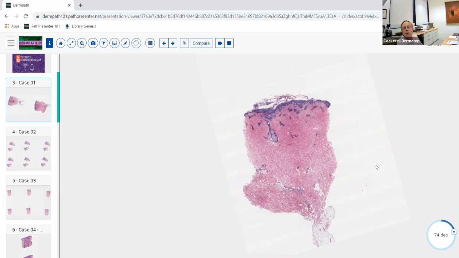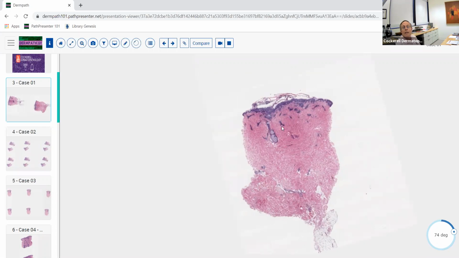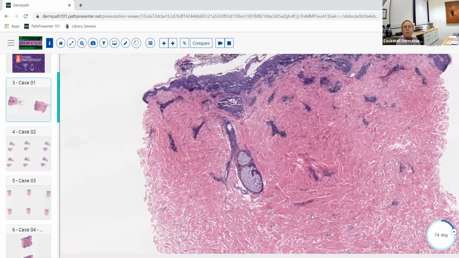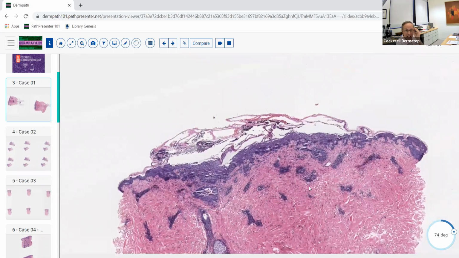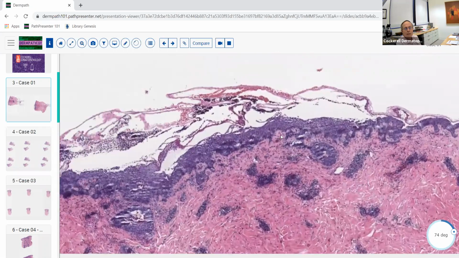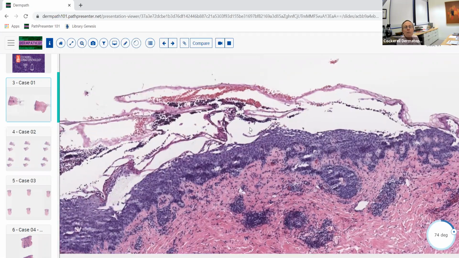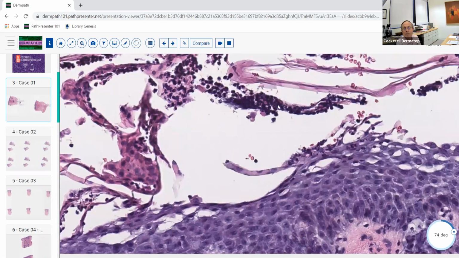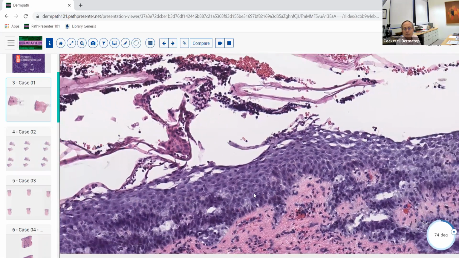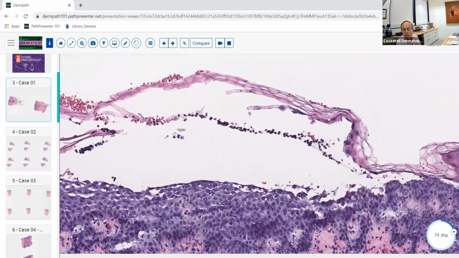So the first one we're going to take a look at is bullous impetigo. Bullous impetigo is caused by gram-positive cocci, usually staph, sometimes strep, but the vast majority of these are staph now, and they can be either just MSSA, methicillin sensitive, or methicillin resistant staph. And the classic pattern is a very superficial subcorneal blister, like you see here, with neutrophils in the blister space, as you see here, and sometimes some acantholytic cells, as you see over here.